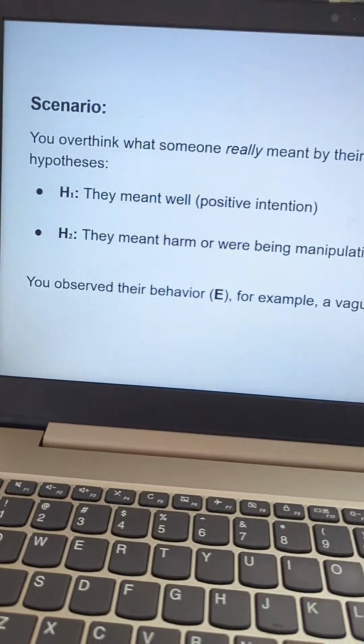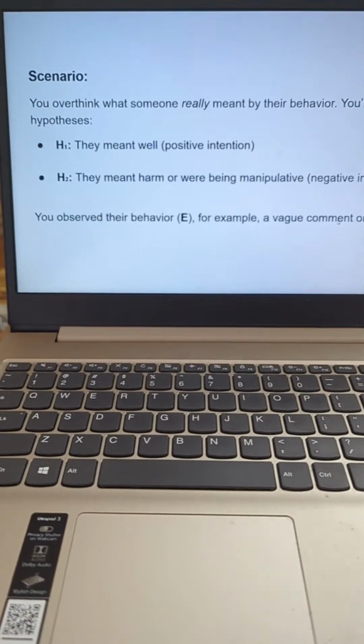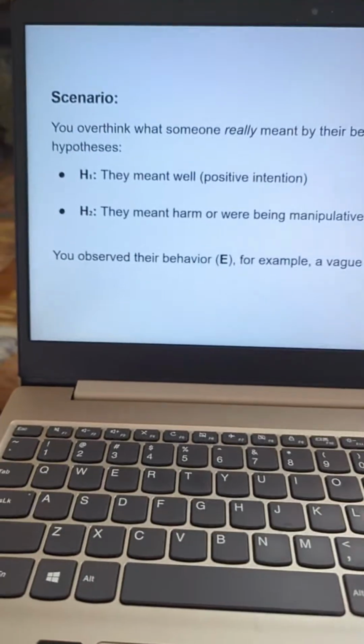Okay, so I'm going to give you this first example. Here's a scenario. Does this sound familiar? Tell me, anybody, if this sounds familiar. You overthink what someone really meant by their behavior, and you're torn between two hypotheses. So we have two interpretations. We start with this idea of, what does this person mean by their behavior? It could be anything. They laughed at something, or they said a certain thing, whatever that is. With your interaction with someone, you're thinking, did they mean well, or was it neutral, or did they mean some harm, or did they mean to insult me, or did they mean to be manipulative?